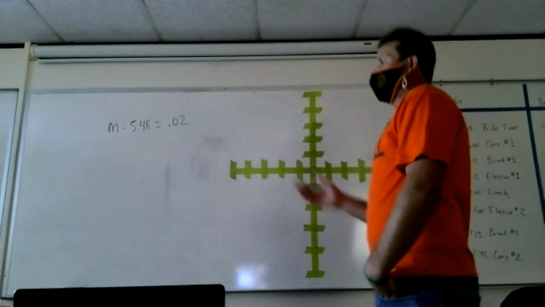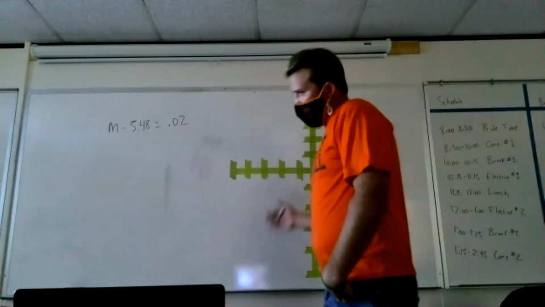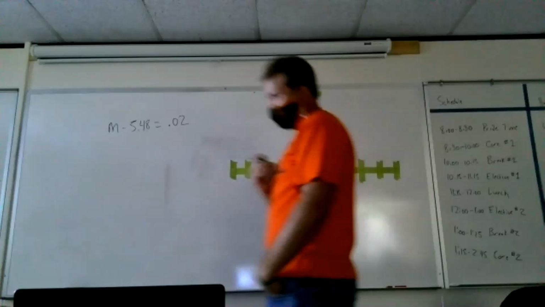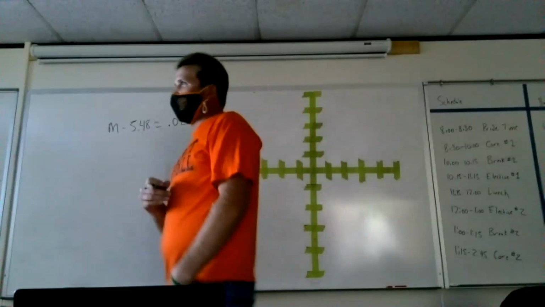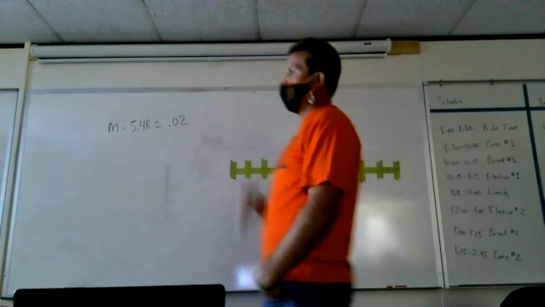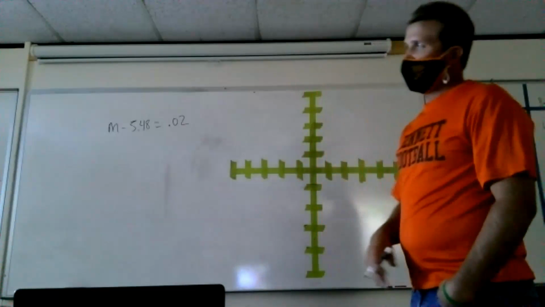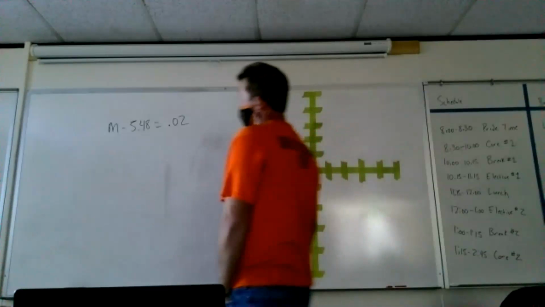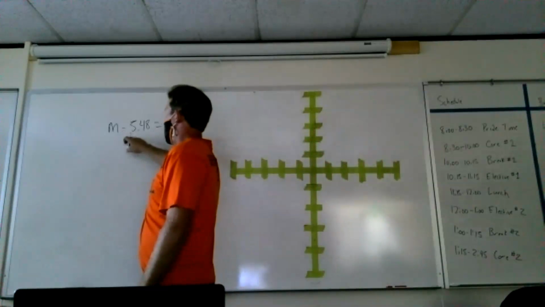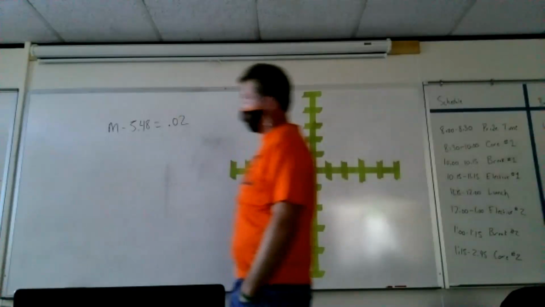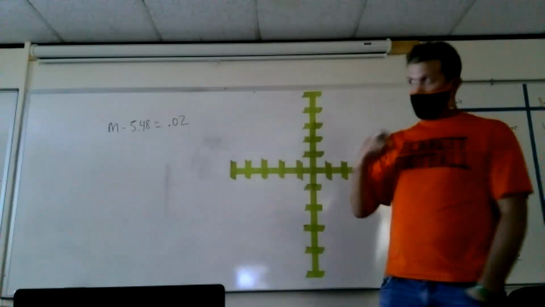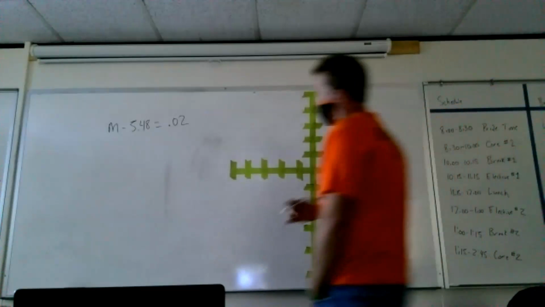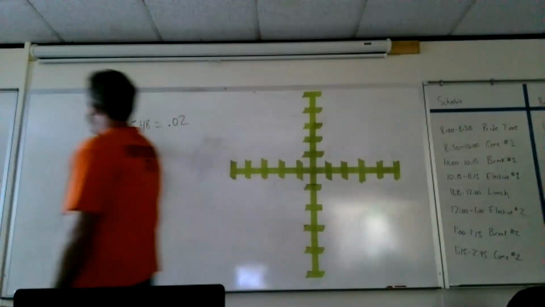When we're solving those equations, we're going to work backwards. The only time that deviates is when we are dealing with a parenthesis. We're going to use the distributive property to take care of the parenthesis first, but then we'll reverse our order of operations. So in this sense, we have m minus 5.48 is equal to 0.02, and we want to focus on isolating the variable.